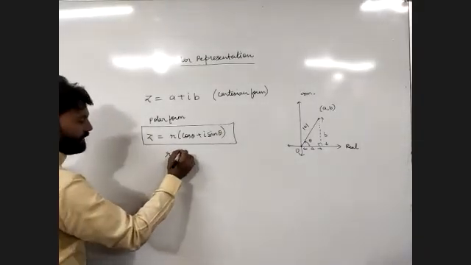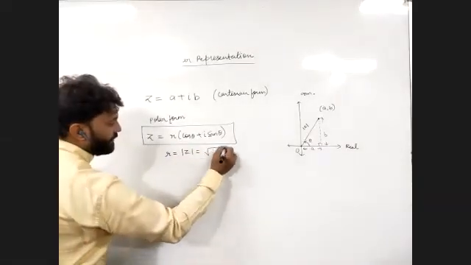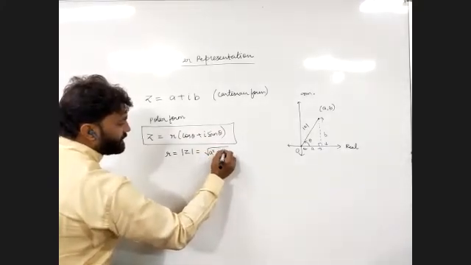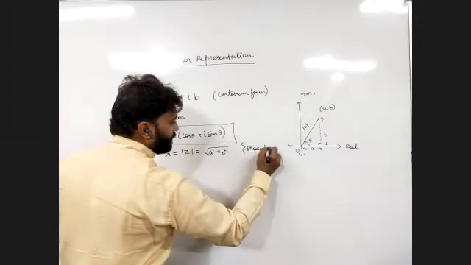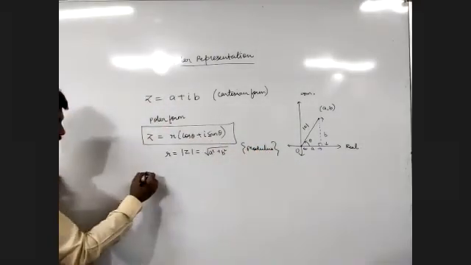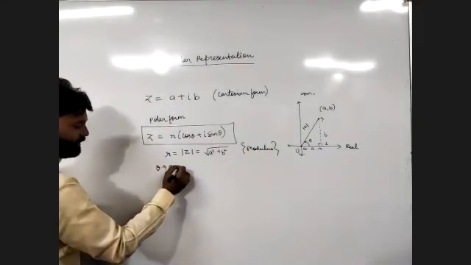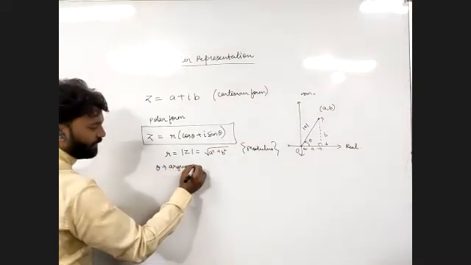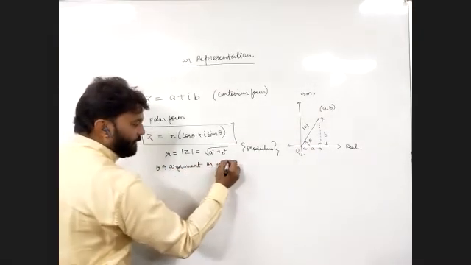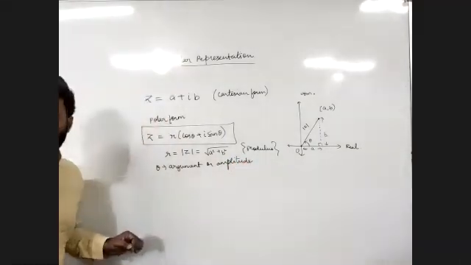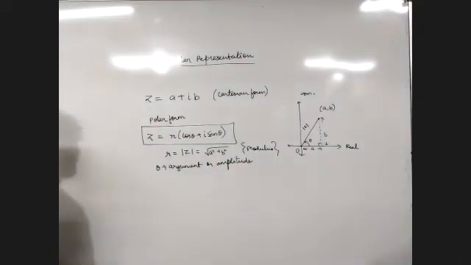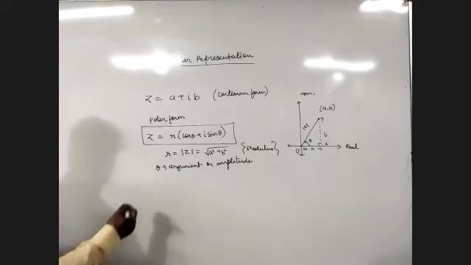अब r कैसे find करेंगे? R equal to mod of z, which is root a square plus b square. R is the modulus. Then this angle theta is the angle or the argument. It is also known as amplitude. These are the terms that we use for it. Argument or amplitude. How to find out this argument or amplitude?